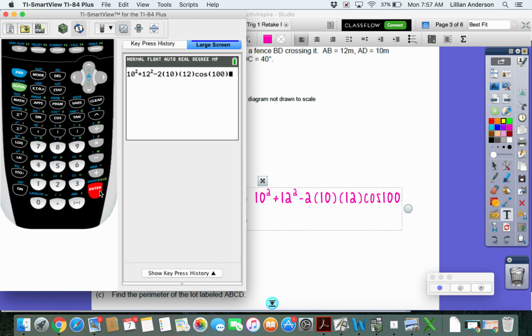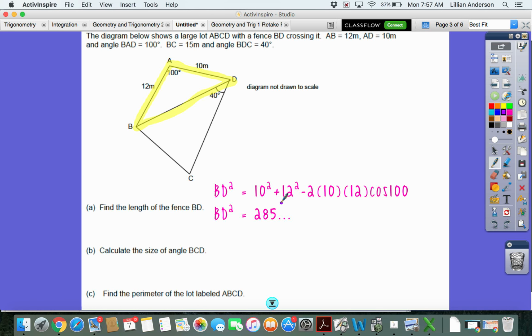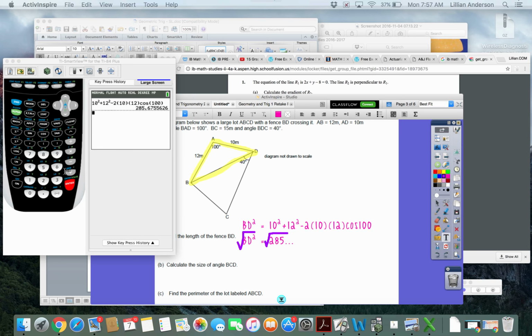So we type it in, and we click enter. There it is. Okay, now that is not our final answer. Let's be realistic. How can a side length be 285 units long when the other two sides are only 10 and 12? So the last step is going to be to take the square root of our answer, and we'll end up getting our final answer for BD. So we're going to take the square root.